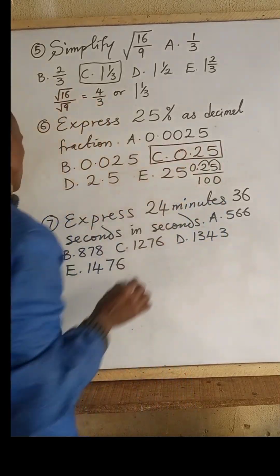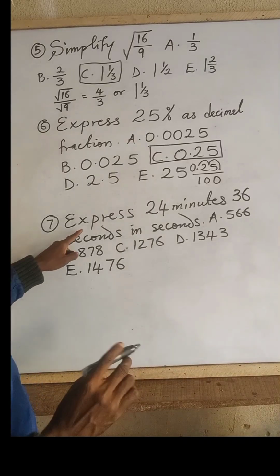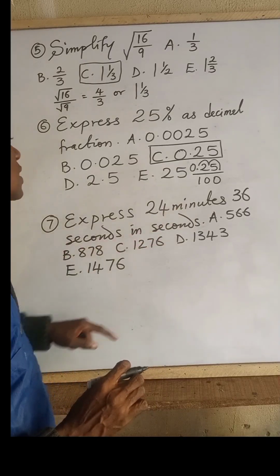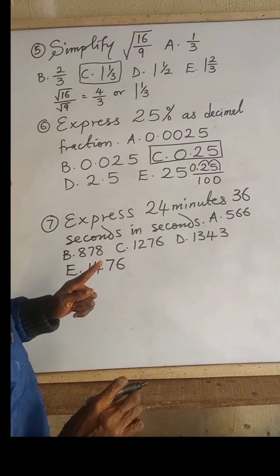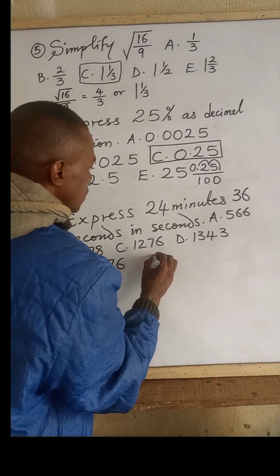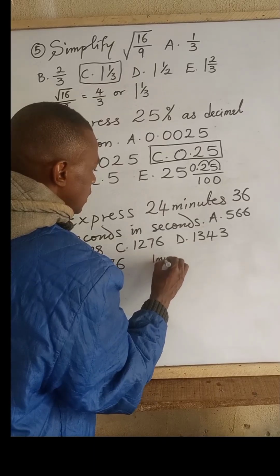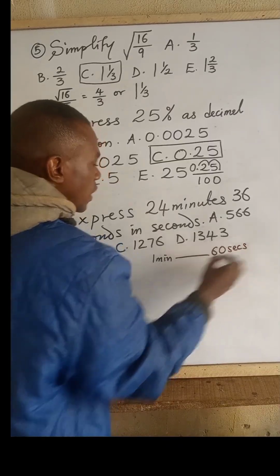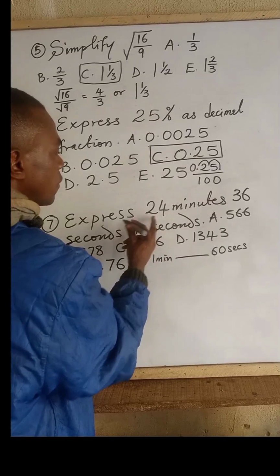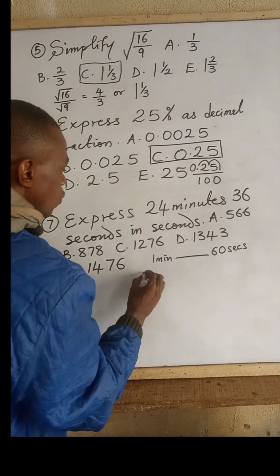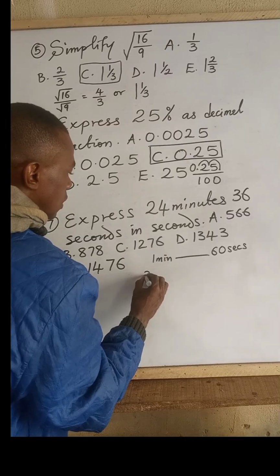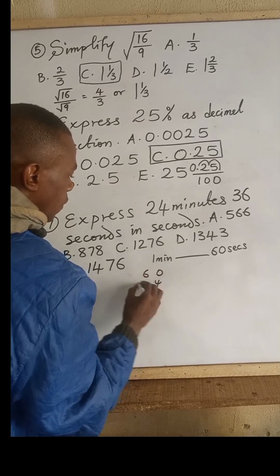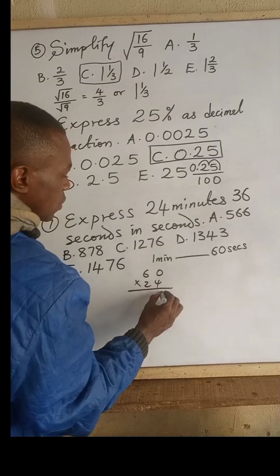We move to question number 7. In question number 7, we are asked to express 24 minutes 36 seconds in seconds. Now, how many seconds make 1 minute? 1 minute is equivalent to 60 seconds. Okay? Meaning that 24 minutes will be 60 multiplied by 24.